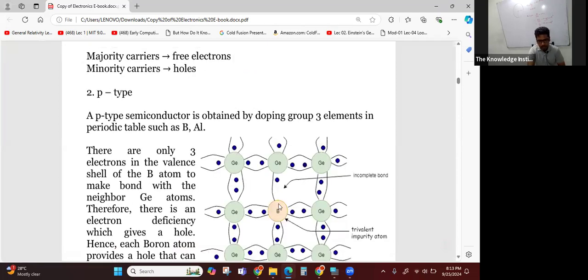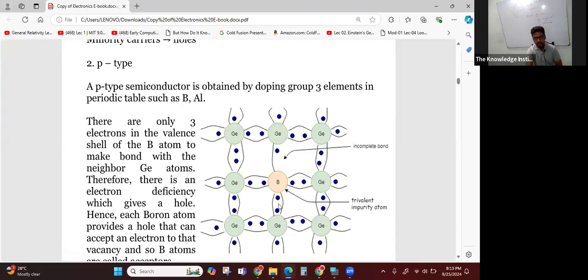Because we know in an intrinsic semiconductor, there will be an equal number of holes as well as free electrons. The term free should be there, or conduction electrons. In an intrinsic semiconductor, an equal number of free electrons and holes will be there due to thermal agitation. The thermal agitation is pairwise production, because if one electron is created, one hole is also created, right?